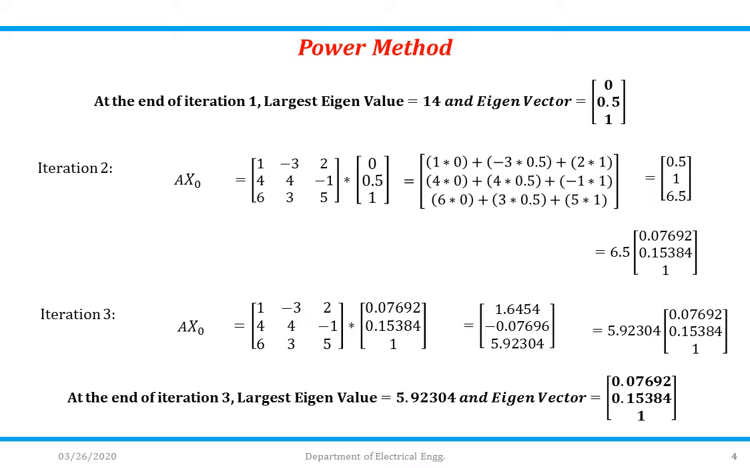Most of the time in examinations, the iterations are given, meaning calculate up to the third iteration, or calculate up to the fifth iteration. But by chance, if the iterations are not given, then up to which iteration do we have to solve? We have to solve up to that number of iterations till we get the same eigenvalue in repeated iterations. For example, suppose in iteration number 4 I got the same answer, 5.92304, then I can say that 5.92304 is the final largest eigenvalue and we have the corresponding eigenvector.